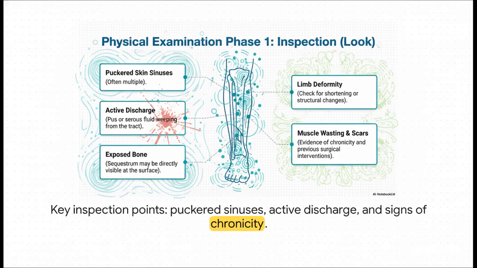After the history comes inspection. First, always expose the limb fully and compare it with the opposite side. Look for puckered skin, sinuses. Very often, there are multiple. Check for active discharge. Is it pus or is it a serous fluid? Sometimes you might even see exposed bone, the sequestrum itself, visible at the surface. You must note any limb deformity, like shortening, and look for evidence of chronicity, things like significant muscle wasting and old surgical scars.